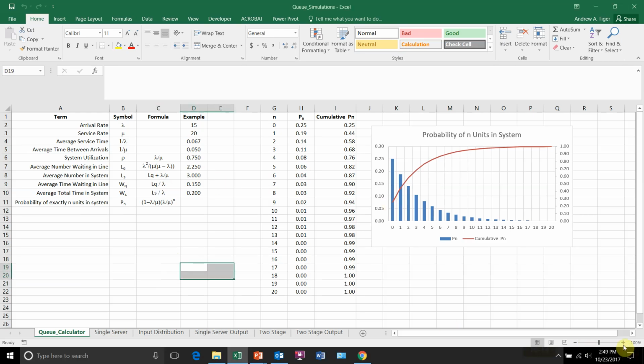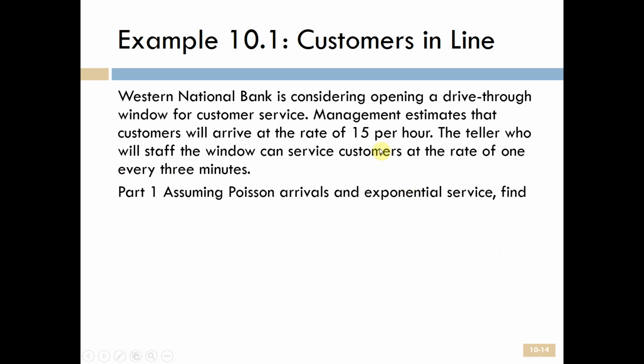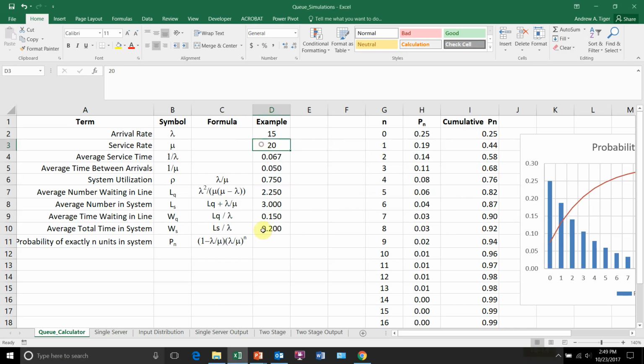So these are the formulas that we need. This is all the information we need. We need to know the arrival rate, which is 15 per hour, and the service rate, which is 20 per hour. That wasn't given to me, by the way. What was given to me was that the service takes 3 minutes. So how did I get that 20? Well, if the service time is 3 minutes, then the rate is the inverse of that. It's 1 divided by that.